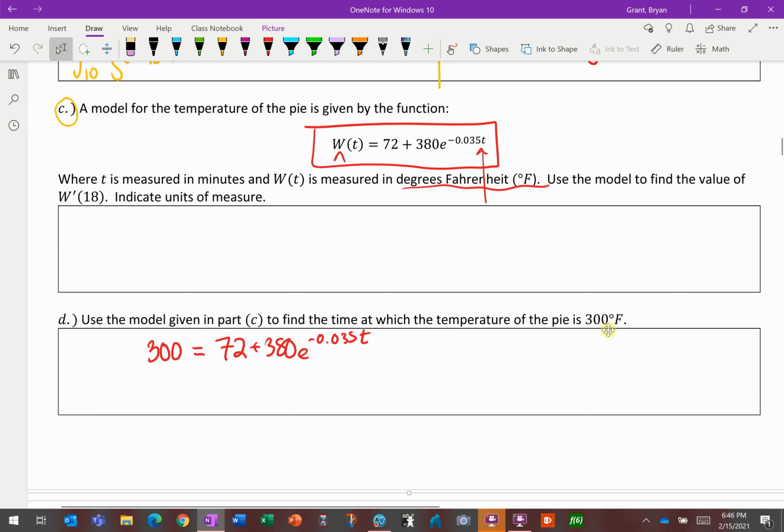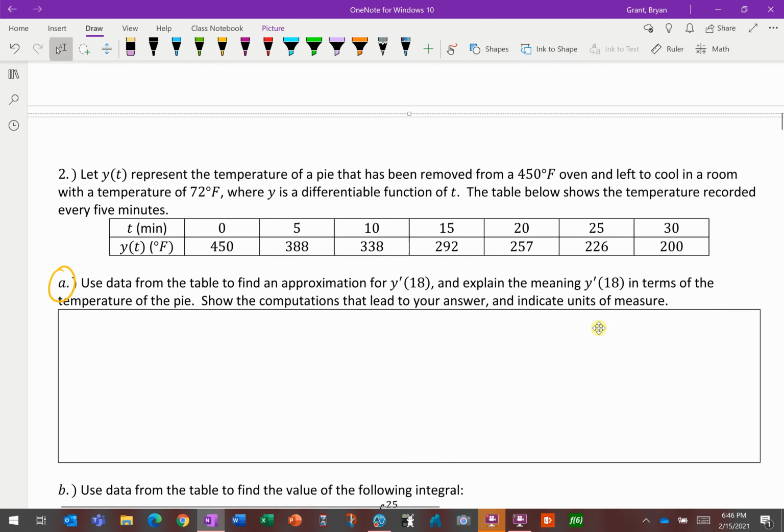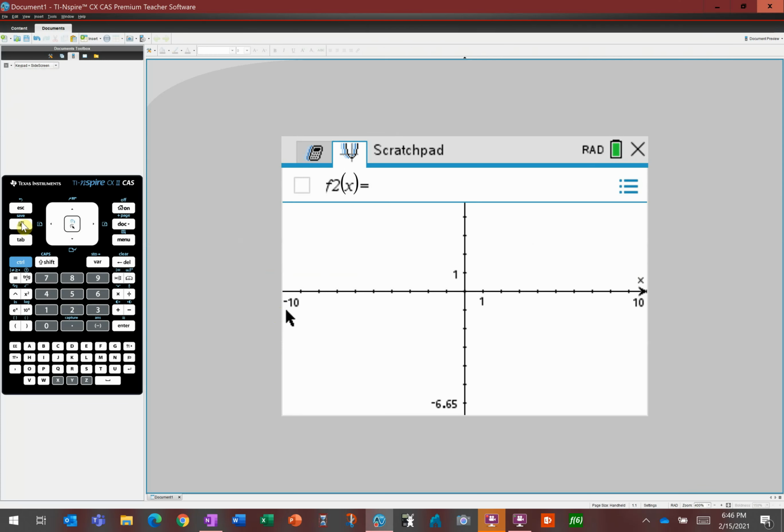Well, if we're looking for where the temperature of the pie is 300 degrees, let's take a look here. Clearly, 300 degrees is going to occur between 10 and 15. So if I wanted to set my axes to see everything, I'm going to say, okay, well, let's actually see the whole pattern here. Let's go from 0 to 30, all right? And we know the y values, 450 to 200. So this is actually helping me set my axes, right?